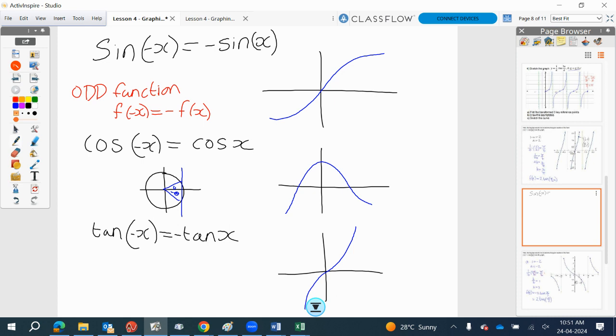Whereas the cosine function, what type of function is this one? It's an even function. We can just throw the minus sign away from inside the bracket. Doesn't matter. This is an even function, where f of minus x is equal to f of x. This is odd: f of minus x is equal to minus f of x. And you can see the symmetry in these ones.